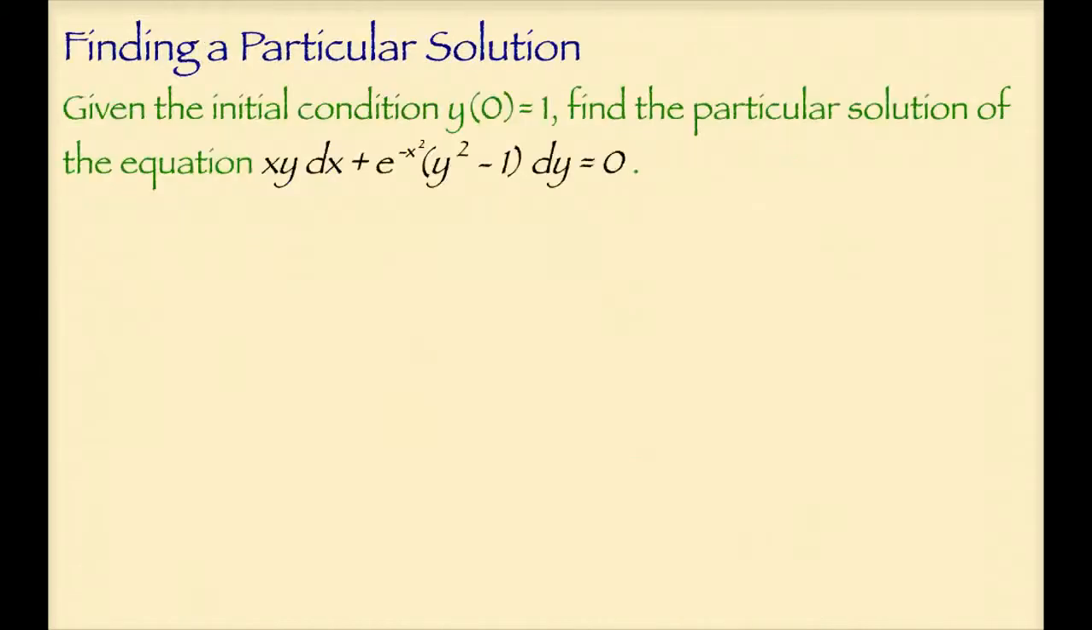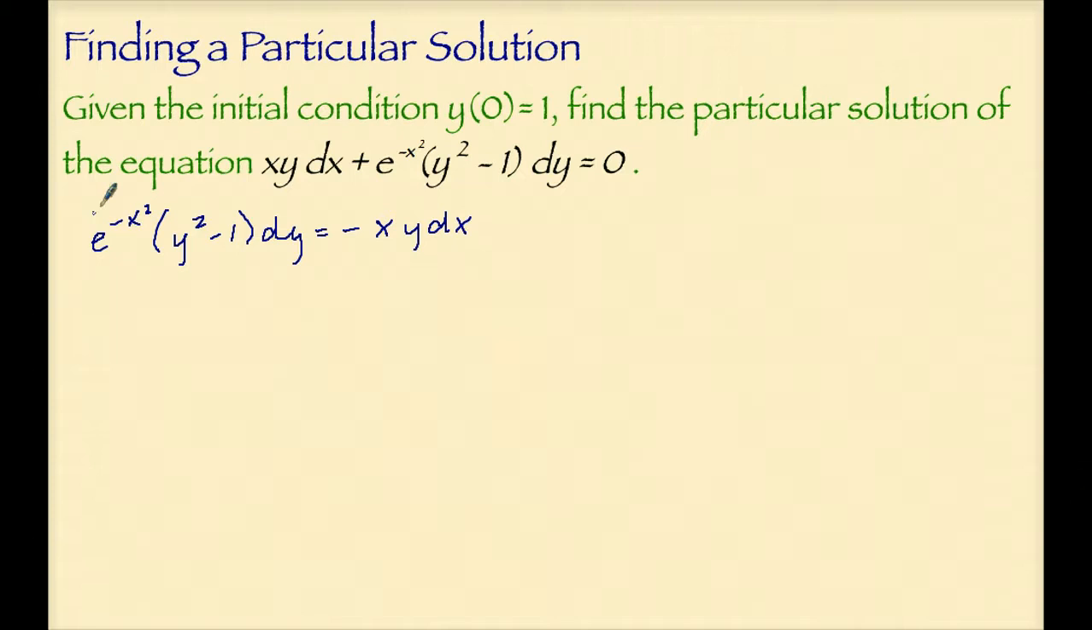Given the initial condition y of 0 equals 1, find the particular solution of the equation xy dx plus e to the negative x squared times the quantity y squared minus 1 dy equals 0. First, we're going to move this xy dx term to the other side of the equation. That means on the left side, I'll have e to the negative x squared times the quantity y squared minus 1 dy is equal to negative xy dx.